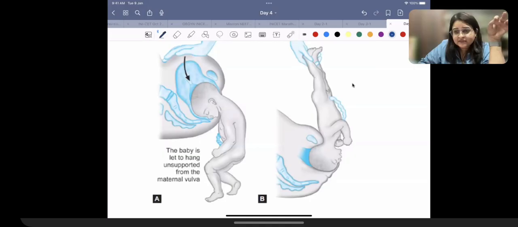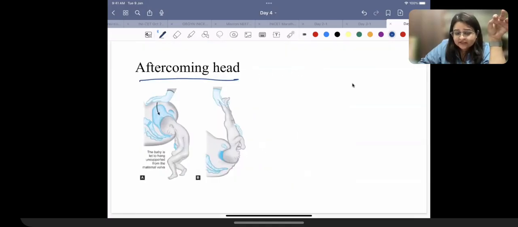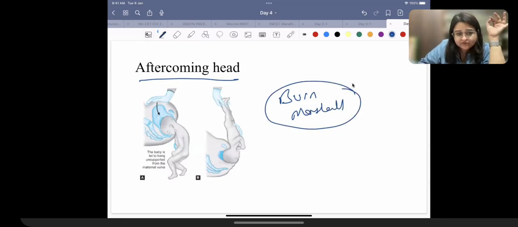This came in this year's NEET PG as an image-based question. This is the Byrne-Marshall maneuver. Okay, so you can do this maneuver where nothing much is done. Basically, you hold the baby by the feet, and you just pull the baby over the maternal abdomen. But this maneuver can cause injuries at the atlanto-occipital joint. So you have to be very careful.